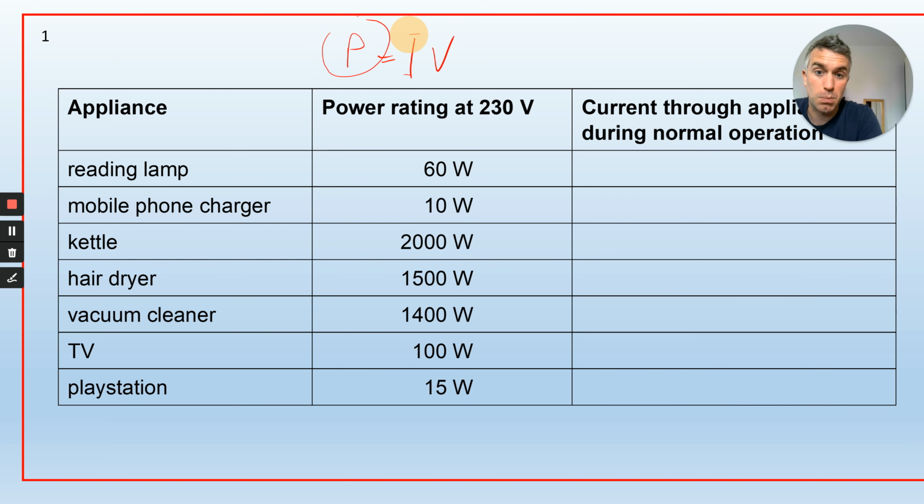Now, if all of these things are plugged into the mains, as in they're plugged into the wall socket in your house, they'll get 230 volts. If I put this like this, P, I, V, as a little triangle, if I want to work out what the current is, P divided by V is equal to current. So this one, power, 60 watts, divided by V, well, every single one of these is going to be divided by 230.